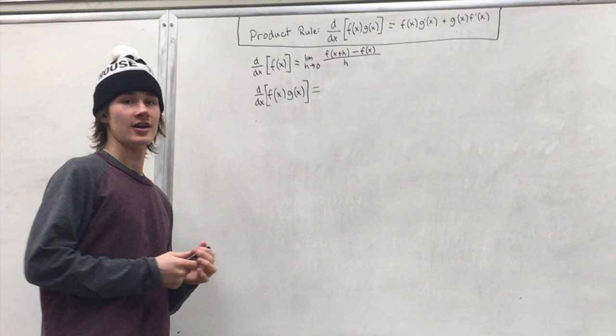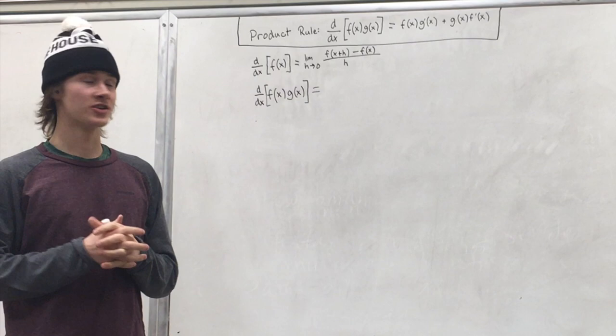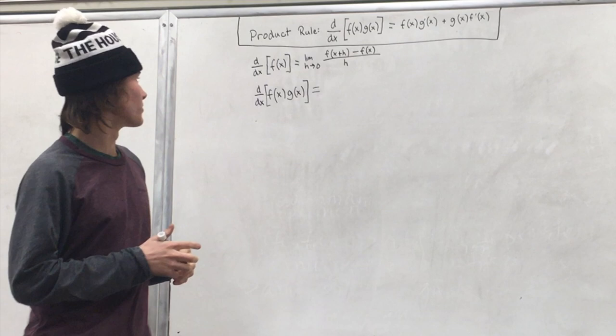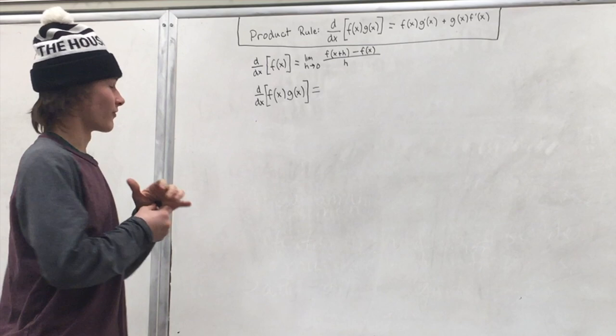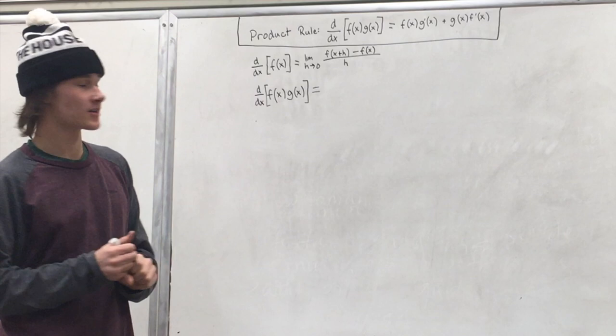So in proving this rule, we start with the ultimate definition of a derivative, which is based on essentially the limit definition. So we have the derivative of f of x equals the limit as h approaches 0 of f of x plus h minus f of x all over h. From that, we can then find the derivative of f of x times g of x by initially making this statement applicable to this statement.